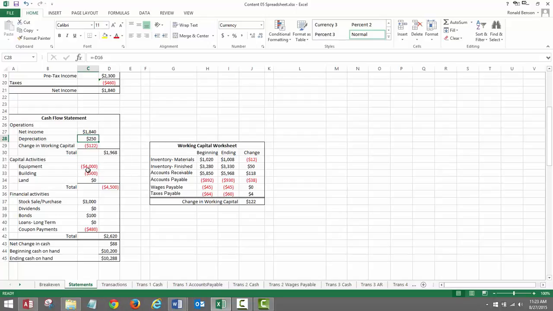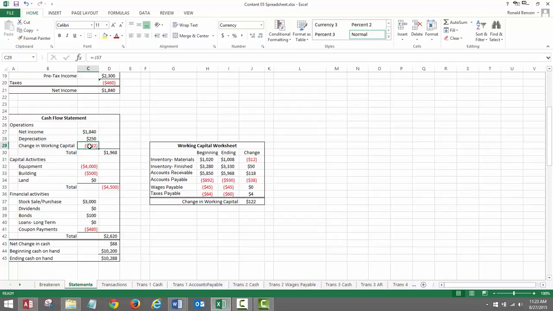You might note down below we will take out the cash to pay for assets. That will come later. But right now we're just getting the cash flow from operations. And that is not a cash flow, so it's a positive.